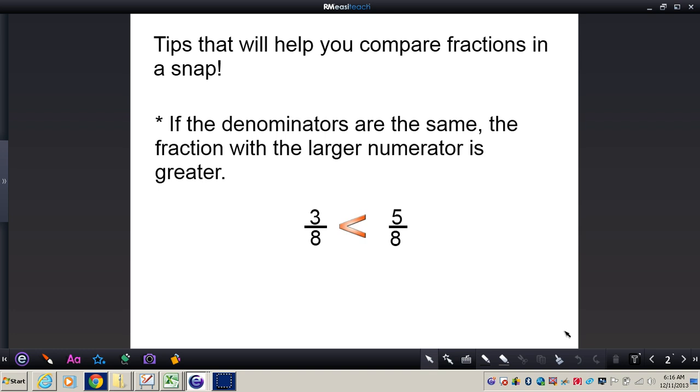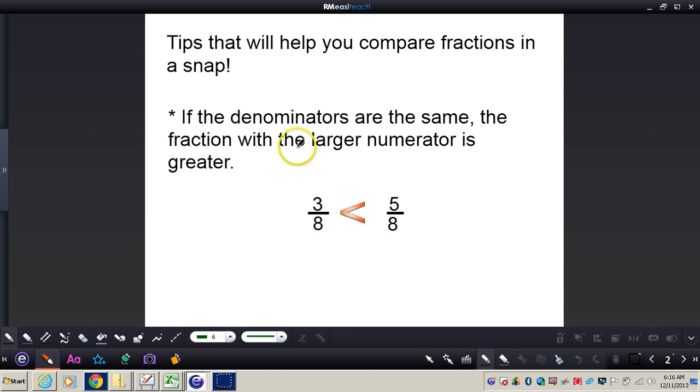What I want you to do is take out your notes and write down these tips I'm giving you. So first of all, tip number one: if the denominators are the same, now remember the denominators are the number on the bottom of the fraction, the 8 would be my denominator, if the denominators are the same, the fraction with the larger number will be greater.